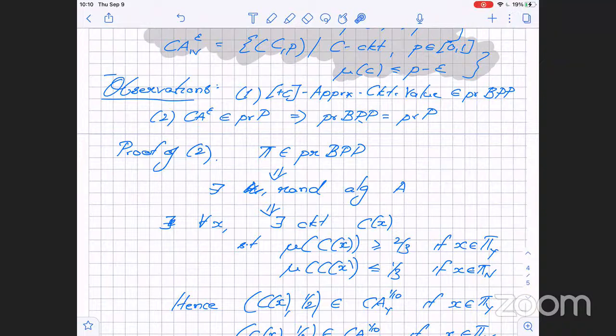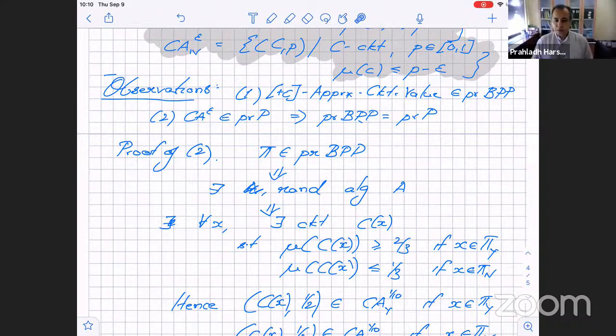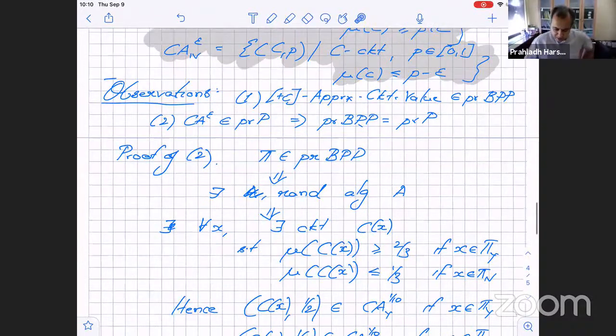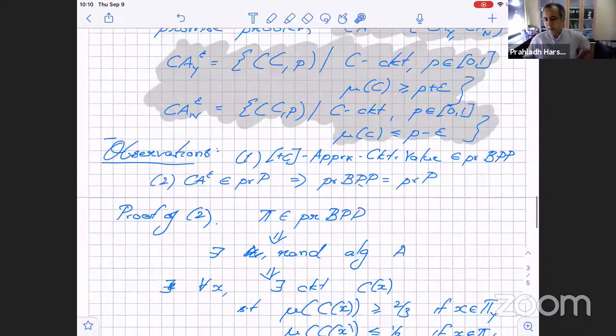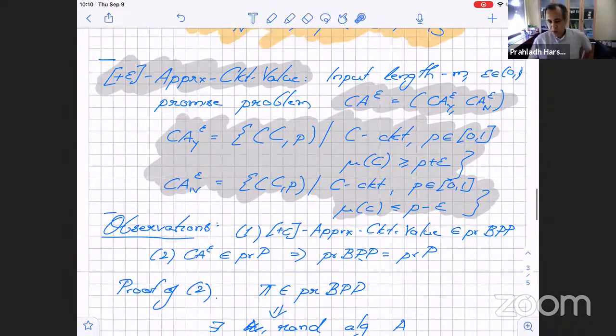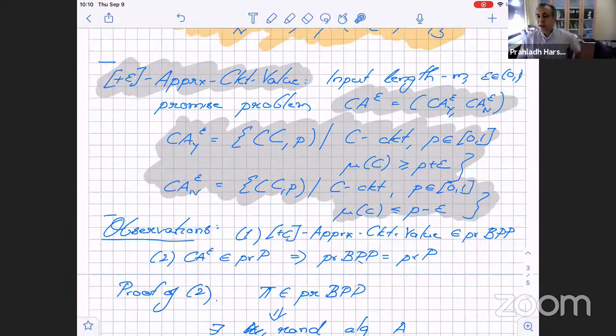So Prahladh, actually the first observation, I'm a bit confused. Which observation? The first one, that it belongs to promise PPP. Yeah. So why is it? Let's stare at the definition for it. I give you a circuit and I give you a P. That's the input. What's the algorithm that you will do? You just pick a random input to this circuit and see whether it's an accepting input or a rejecting input. The circuit outputs 1 or 0.